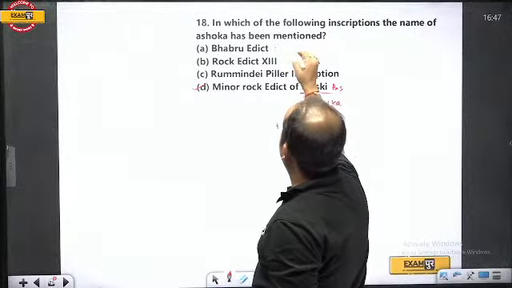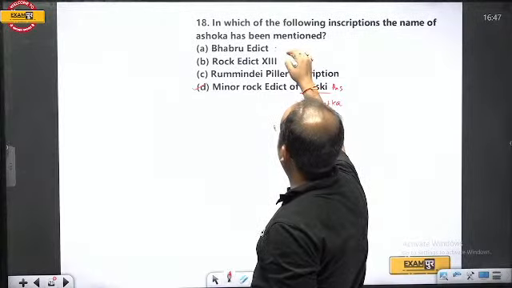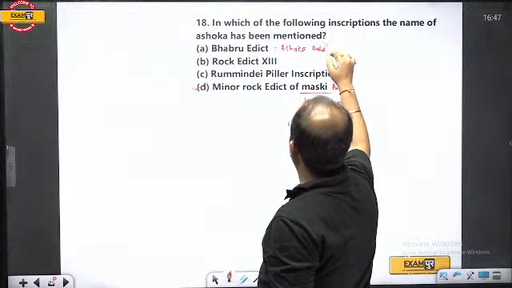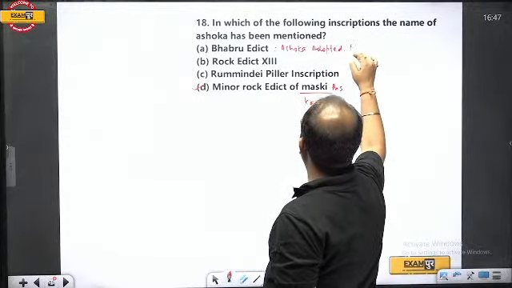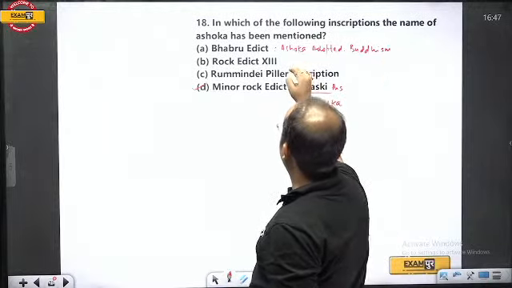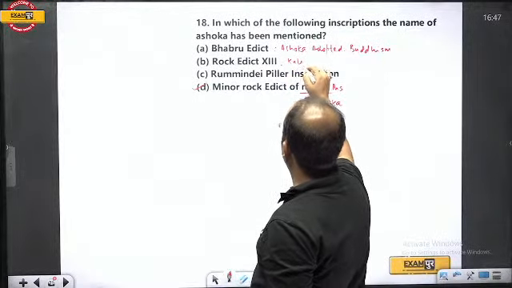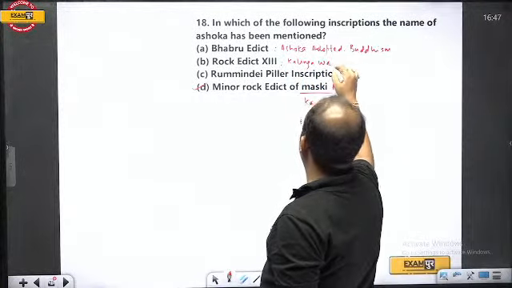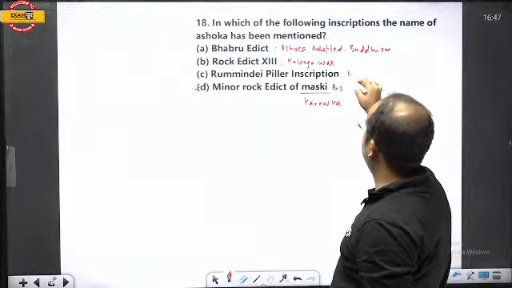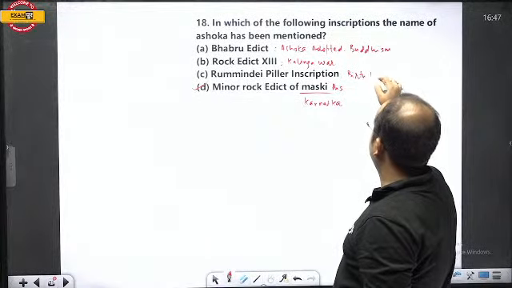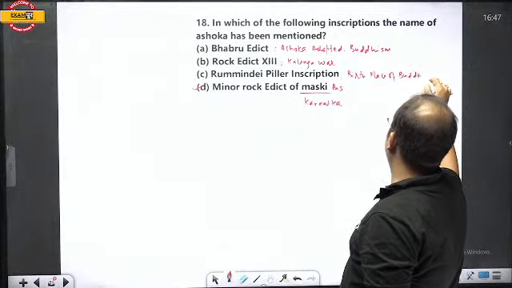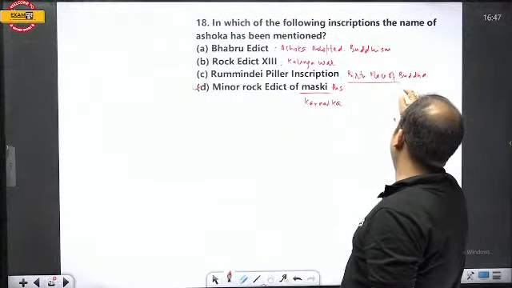Bhabru Edict is about Ashoka adopting Buddhism. Then Rock Edict 13 is about the Kalinga War. Rumindei Pillar edict is about the birthplace of Buddha, because Ashok went to pay homage.